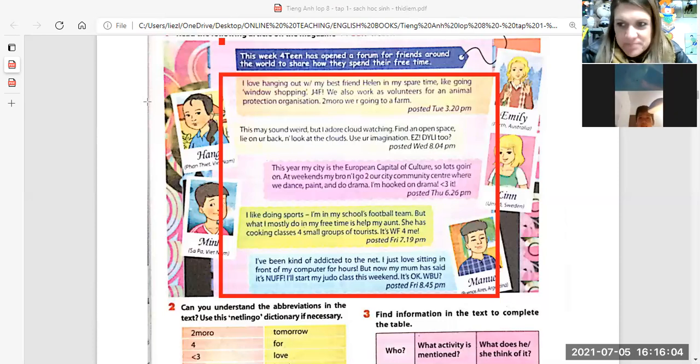Okay. This year, my city is the European capital of culture. So lots going on. At weekends, my brother and I go to our city community where we dance, paint, and do drama.